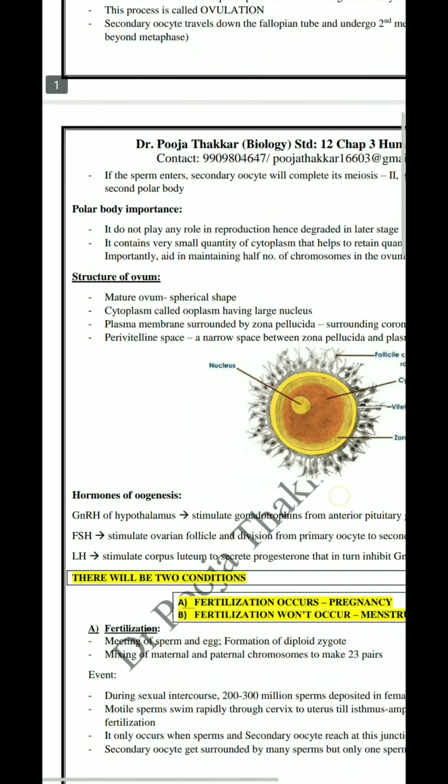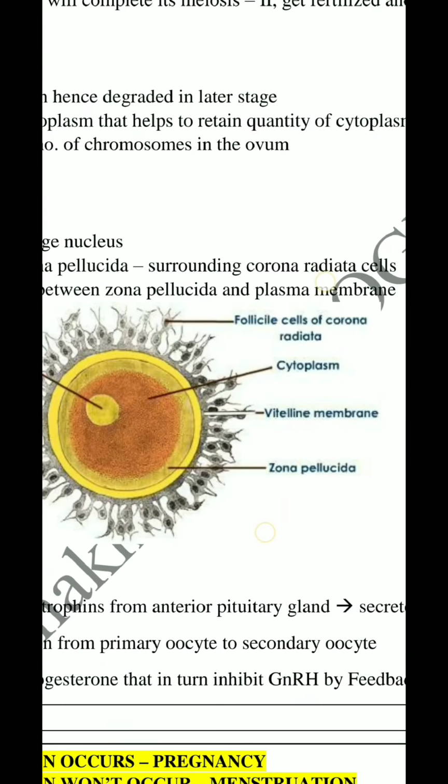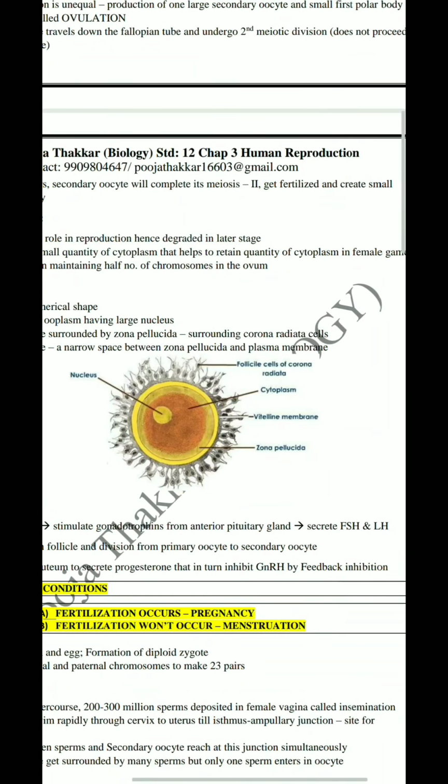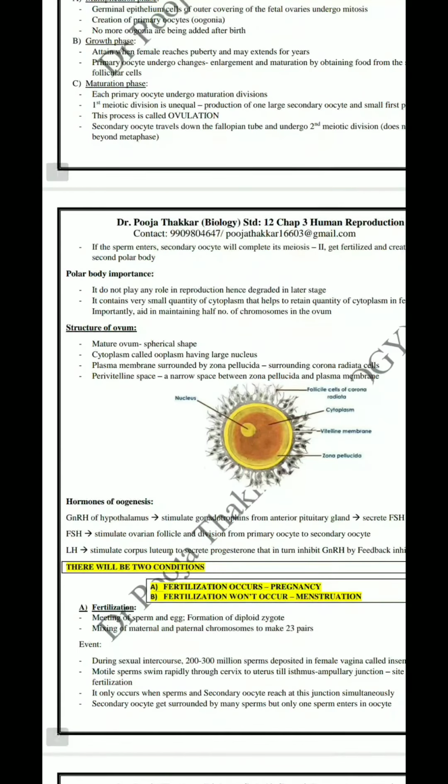The perivitelline space is present. You can see the vitelline membrane labeled. So the perivitelline space is basically present between the zona pellucida and the plasma membrane, which is present inside. So this can be considered as the basic structure of ovum.